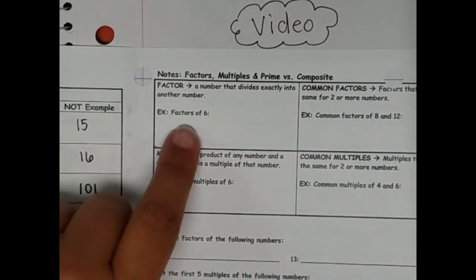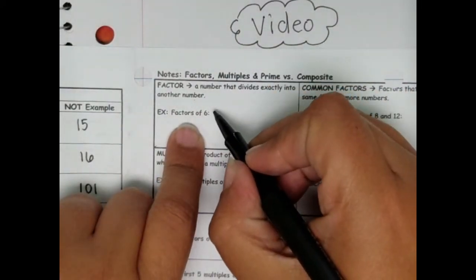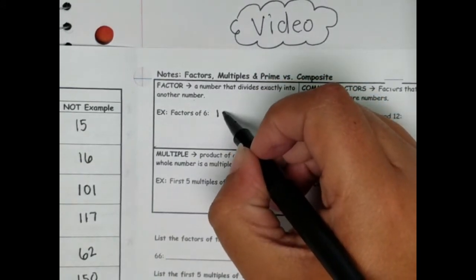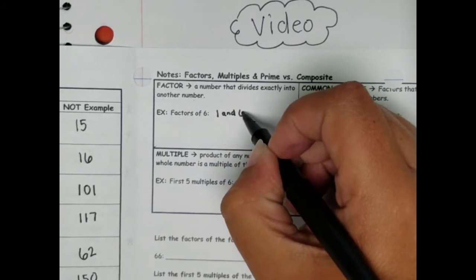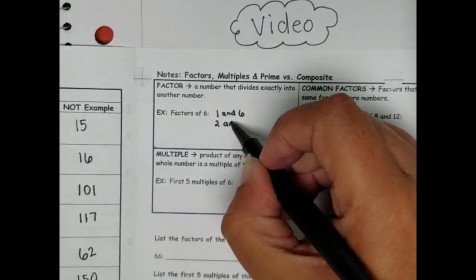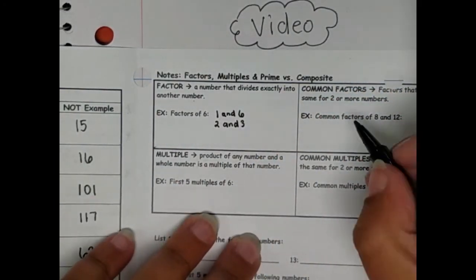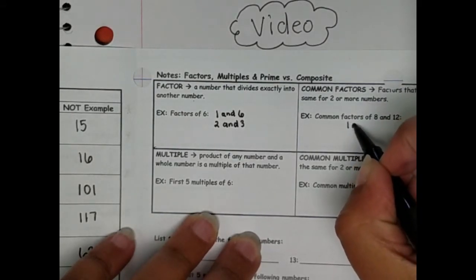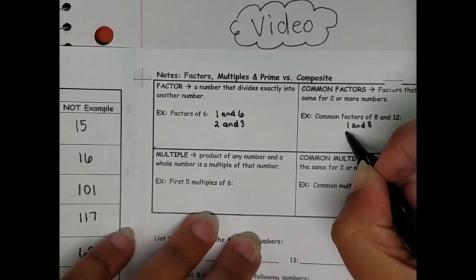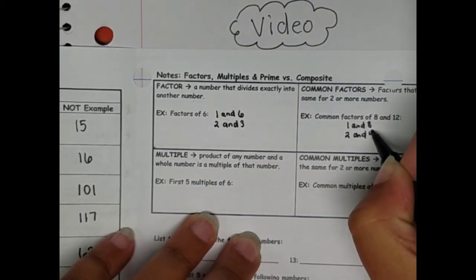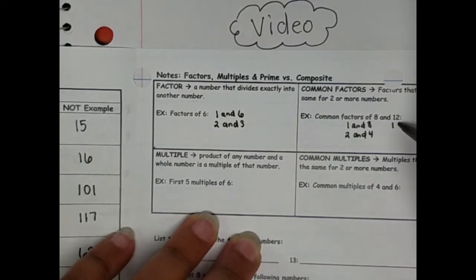Factors of 6, so numbers that can multiply to be 6: 1 and 6, 2 and 3. Common factors are ones that they share in common. So let's list it for 8. So 1 and 8, 2 and 4. And then for 12, we have 1 and 12, 2 and 6. And then we actually have another one, 3 and 4. So let's circle our common factors.